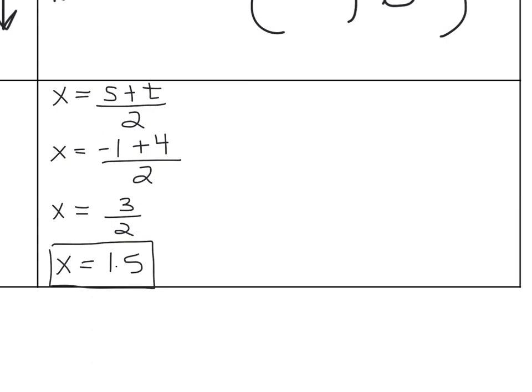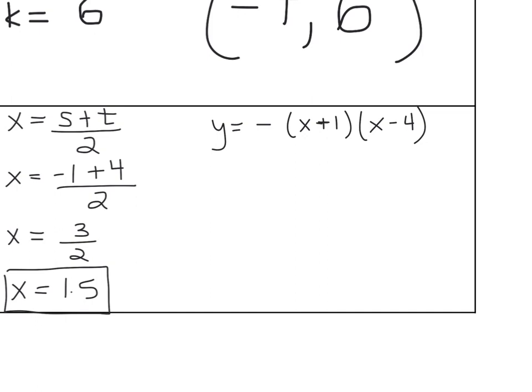To find the corresponding y value of my vertex, I need to take my value for my axis of symmetry and plug it back into the original equation. So I've gone ahead and recopied out the original equation. And now everywhere I see the letter x, I'm going to replace it with 1.5.